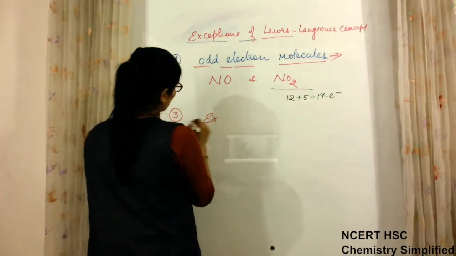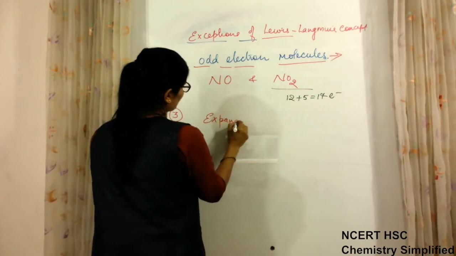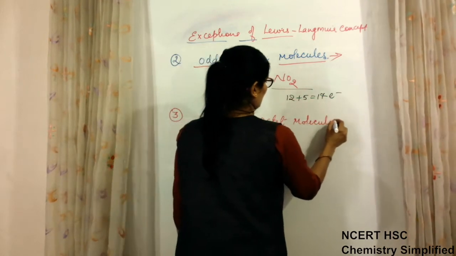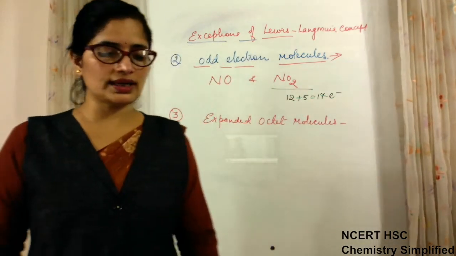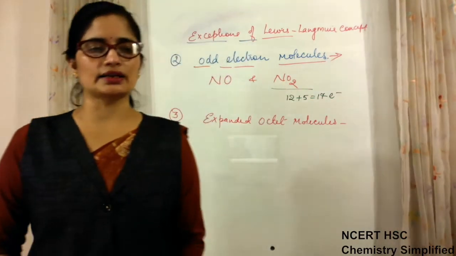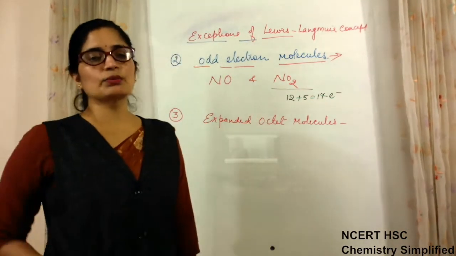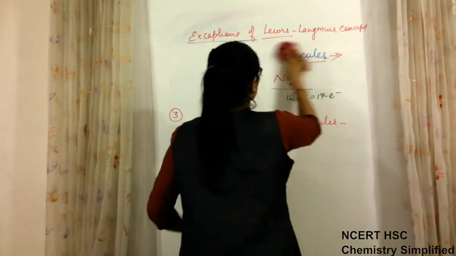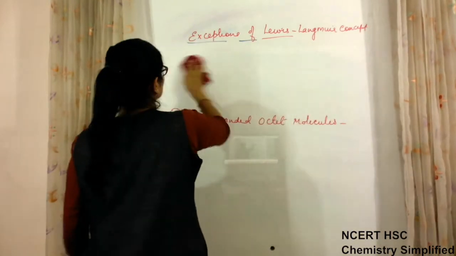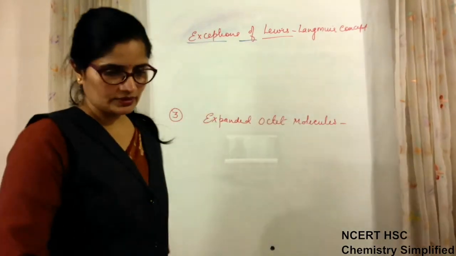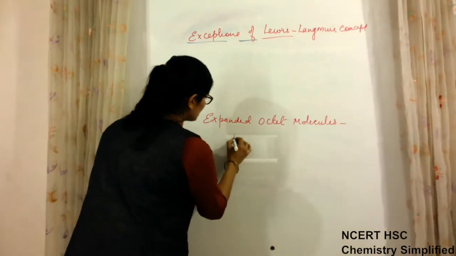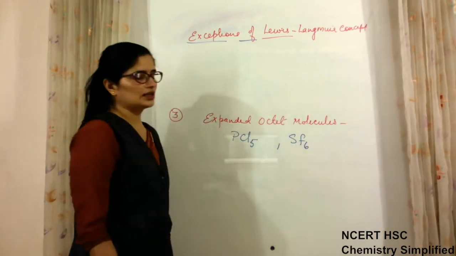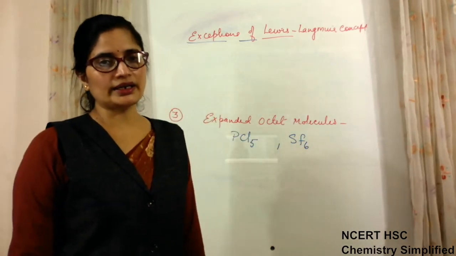Third type of exception is expanded octet molecules, where the molecules have more than 8 electrons. Molecule means the central atom we are talking about. The central atom has more than 8 electrons, but still those molecules are stable ones. Example is PCl5, SF6. These are examples of expanded octet.